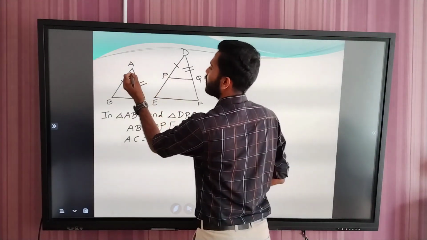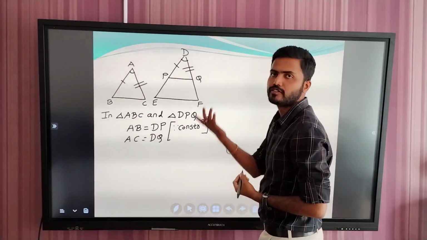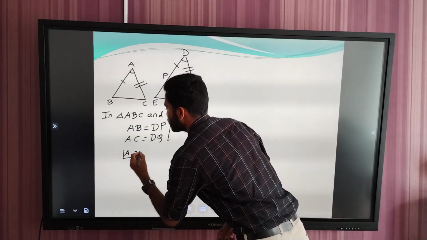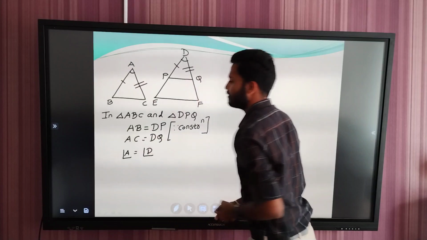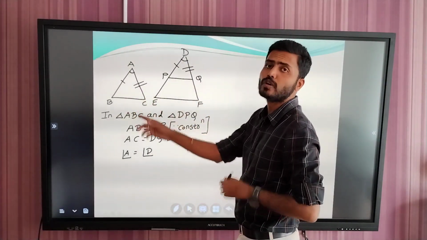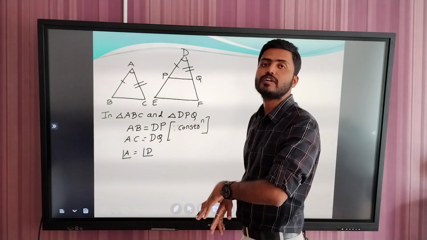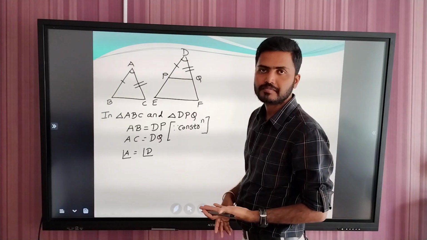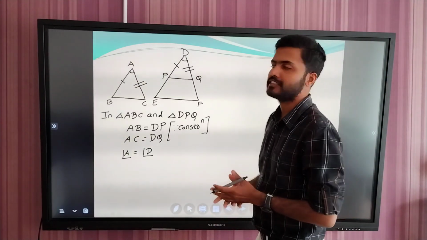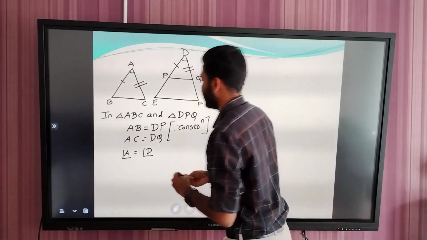Now they have already given that angle A is equal to angle D in the question. So angle A is equal to angle D. So now what type of congruence can I use? I proved that two sides and their included angle are equal. So what type of congruence can I use here? Yes, you are absolutely right. We are going to use the SAS congruence criteria.